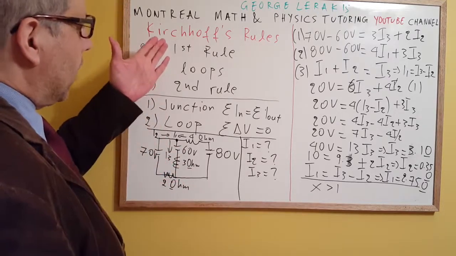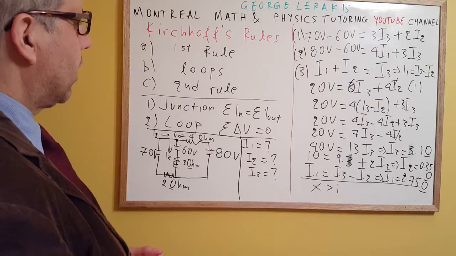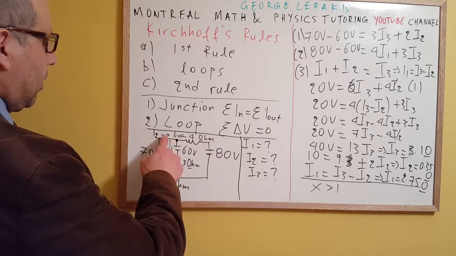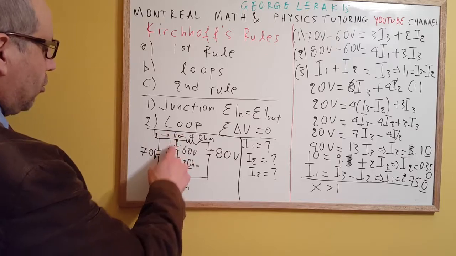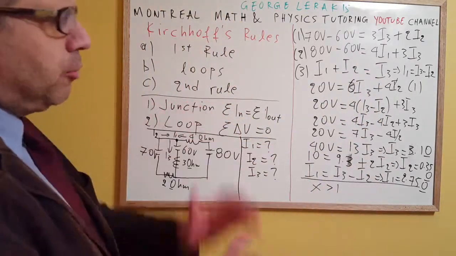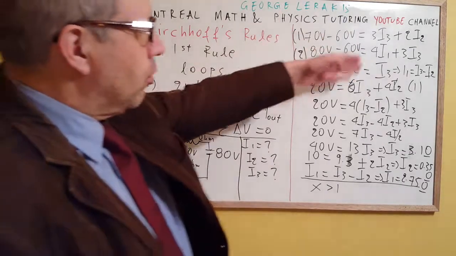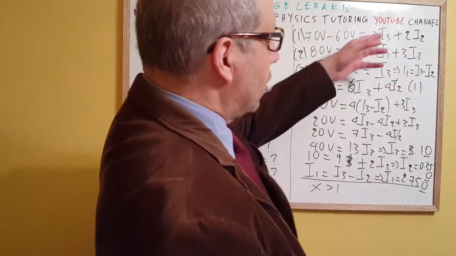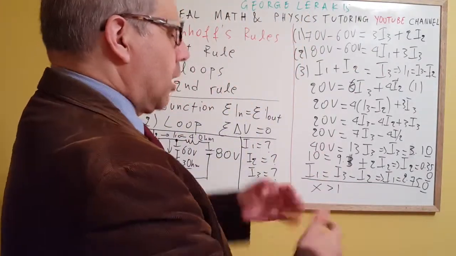Of course, I get one more equation from the junction rule of Kirchhoff, which is I1 plus I2 should be equal to I3, which is this here. And from now the rest is just math. To solve this, first of all, you see that I have three equations with three unknowns, I1, I2, and I3. So that means this system can be solved.